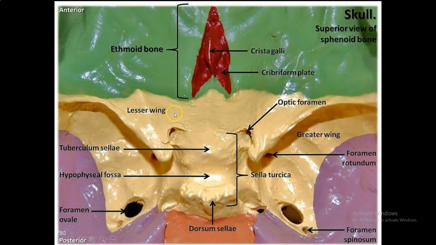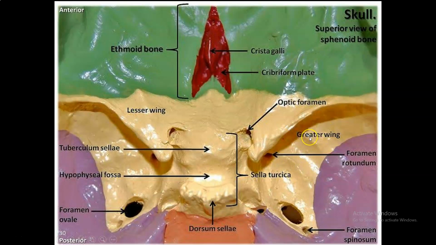This is another view from above again, in a more detailed view, showing the body of the sphenoid articulating anteriorly with the ethmoid bone, posteriorly with the basal sphenoid, laterally with the temporal bone, and having the lesser wing articulating with the orbital plate of the frontal bone, and forming medially the anterior clinoid, which is the lateral boundary of the optic canal and the lateral boundary of the clinoidal carotid artery. And as we said, the medial wall of the optic canal is made by the body of the sphenoid.